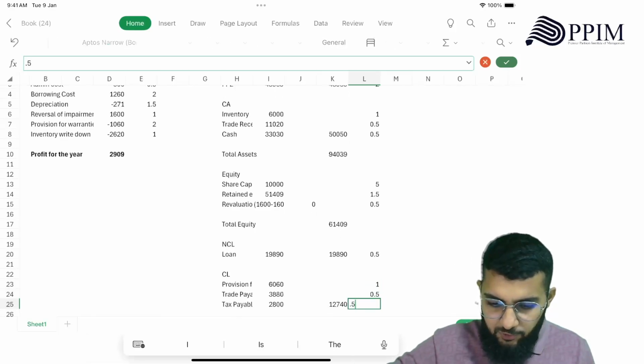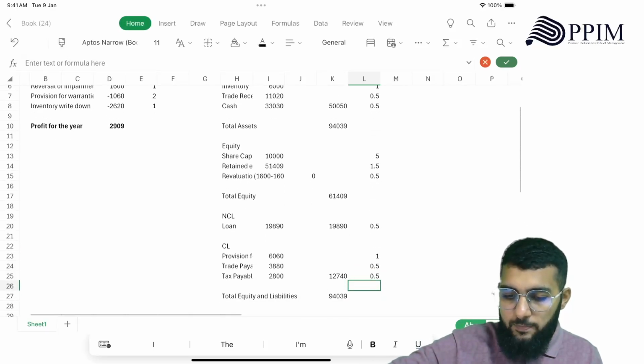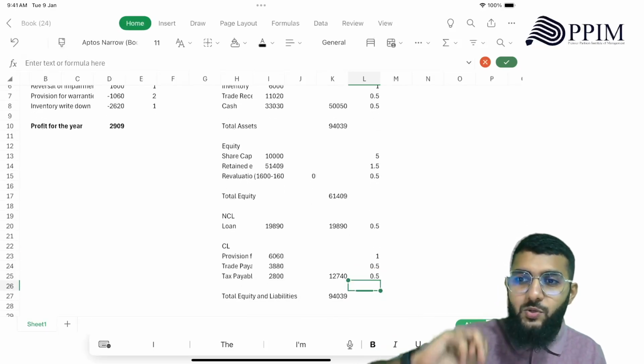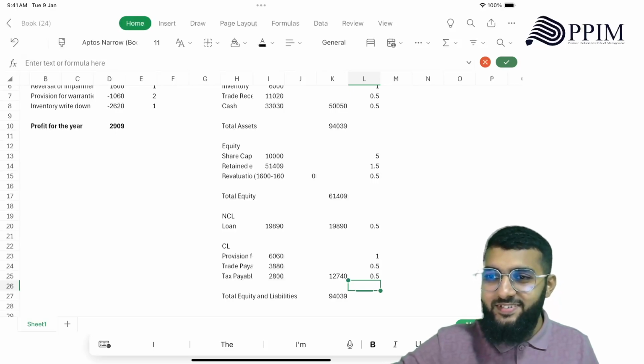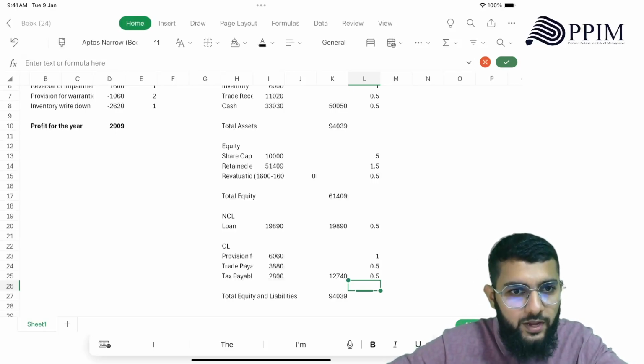0.5 for this, 0.5 for this. All the 0.5s are free marks. How many 0.5s do we have? 1, 2, 3. 3 marks you're getting free of charge. Right? For SOFP, I got 4 marks. SOFP only 4 marks. Why? I mean, I got a B.